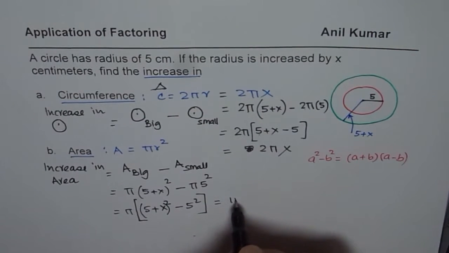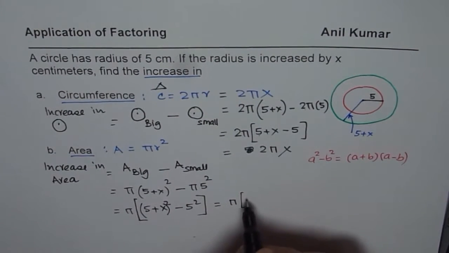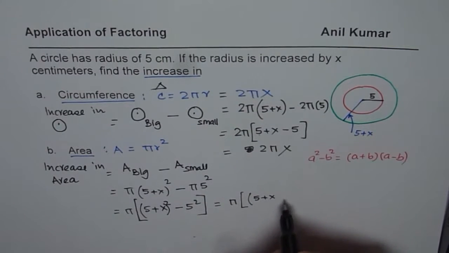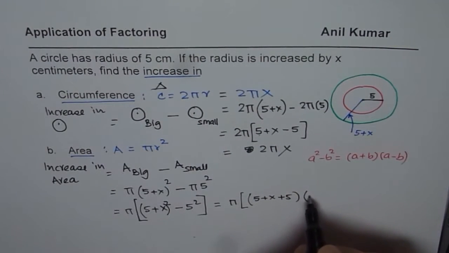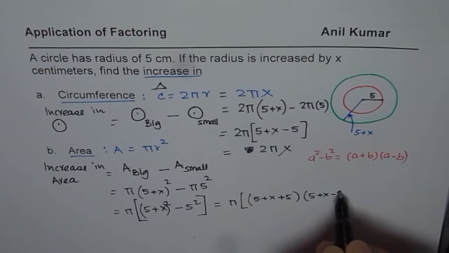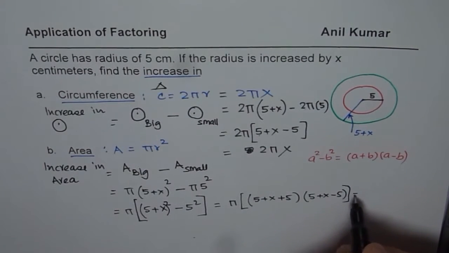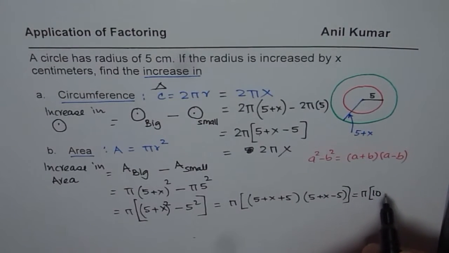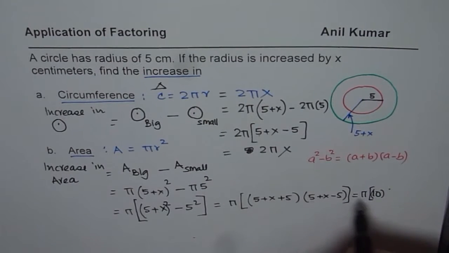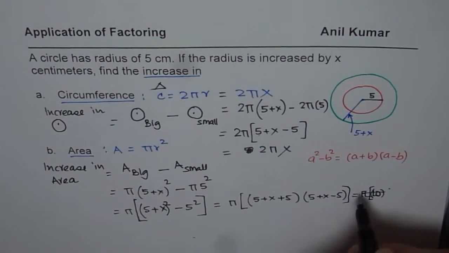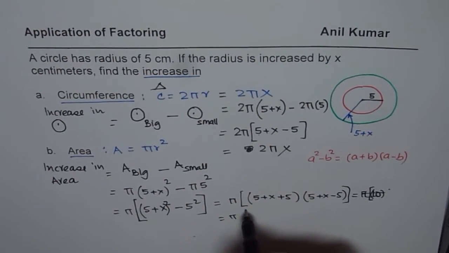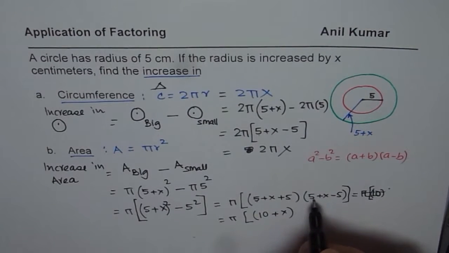So I could write this as pi, and within brackets it will be 5 plus x plus 5, times 5 plus x minus 5. Get it, right? So now 5 plus 5 is 10. So within brackets we get 10 plus x. So what we get here is pi within bracket, 5 plus 5 is 10, 10 plus x, and here 5 minus 5 is 0, so we get just x here, right?